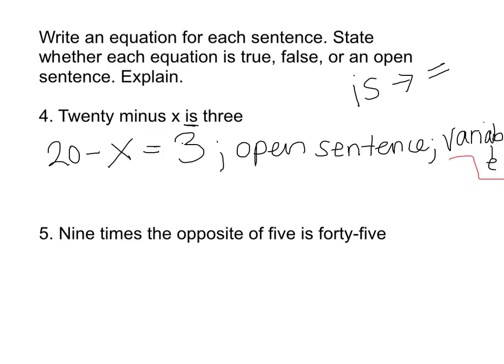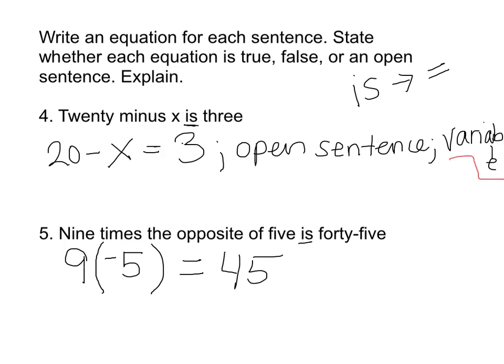Alright, now the next one says 9 times the opposite of 5 is 45. So how I'm going to write that is 9, remember we aren't going to use the multiplication sign anymore. I'm going to do a parentheses that I know means times, the opposite of 5. So what that means is I'm going to do a negative 5, and then I'm going to write is, which means equals, 45.